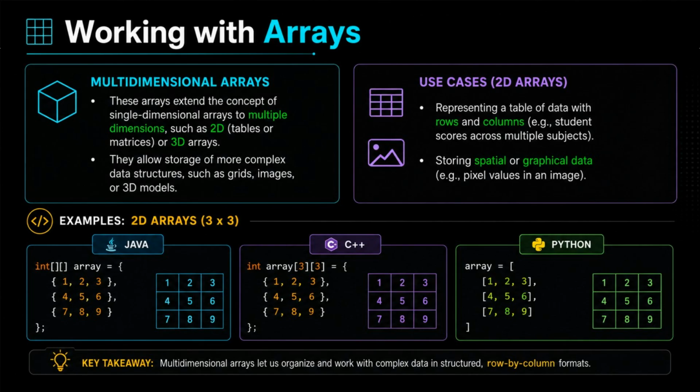Multi-dimensional arrays extend that same idea into multiple dimensions, 2D for tables or matrices, 3D and beyond for even more complex structures like grids, images, or 3D models. A 2D array is perfect for representing a table with rows and columns, like student scores across several subjects, or spatial data like pixel values in an image. Java, C++, and Python each declare a 2D array as rows of rows, the same underlying structure, just different syntax.